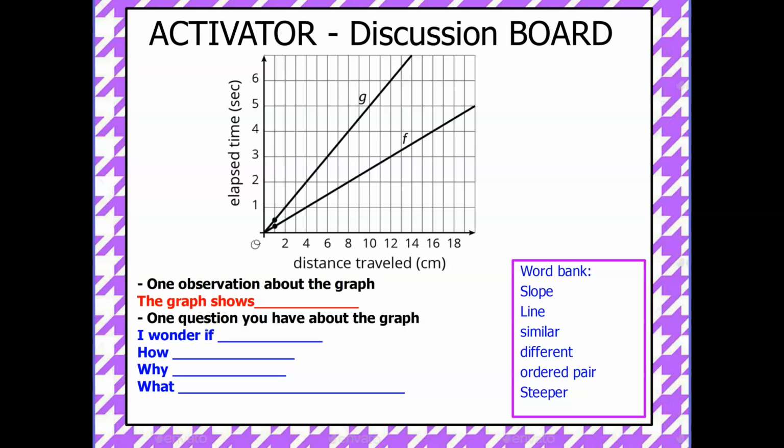So when I look at this graph, I can see that the graph has two lines. And one line is steeper or higher than the other. I also noticed that the x-axis is the distance and the y-axis shows the time in seconds. So let's see. I wonder if both lines have the same slope.